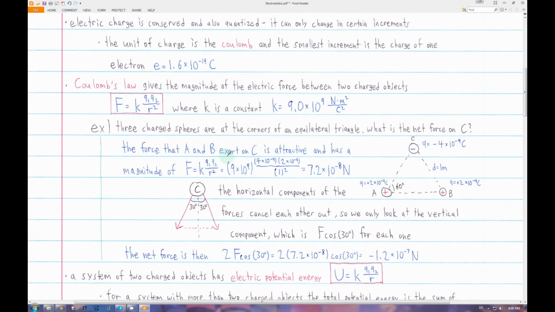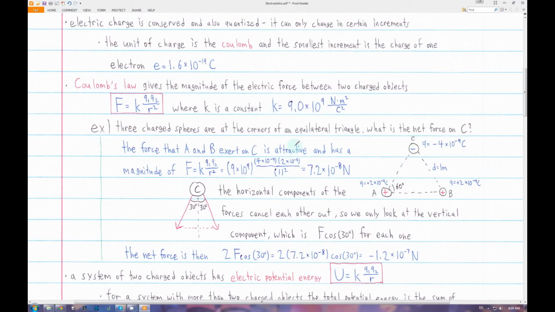So let's say we have three charged spheres in this equilateral triangle arrangement. And charge A is positive 2 times 10 to the negative 9th coulombs. Charge B is also the same charge. And then charge C is negative 4 times 10 to the negative 9th coulombs. So we want to know what the net force on charge C is, because both A and B will exert a force on charge C.